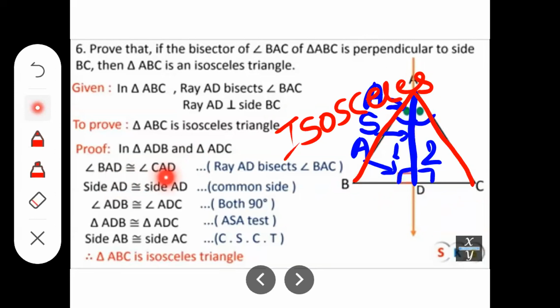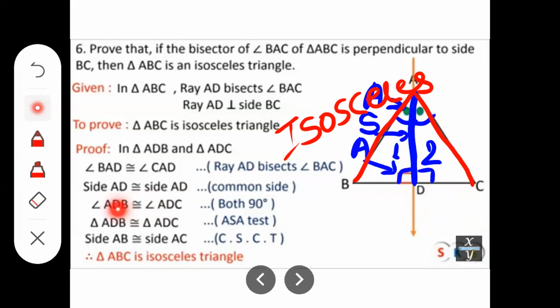Now, in both the triangles, here I already explained that angle A and angle A. Angle A means the two A angles, the smaller angles. BAD, see here, BAD. See the pointer towards the diagram. And the second angle is angle CAD, the three-letter name of angle A. Those are congruent to each other because ray AD bisects the angle A. Now AD is the common side.